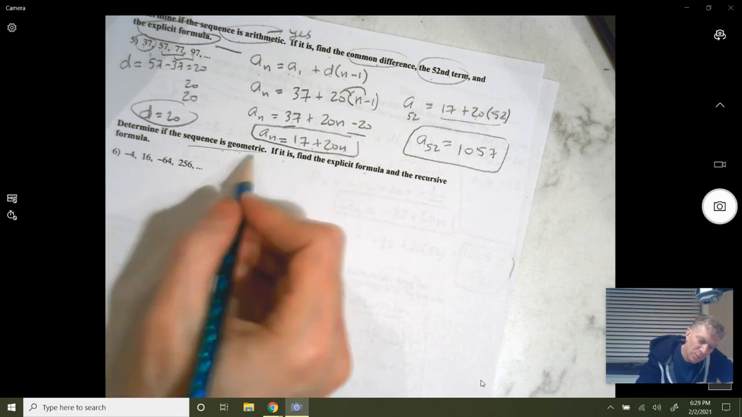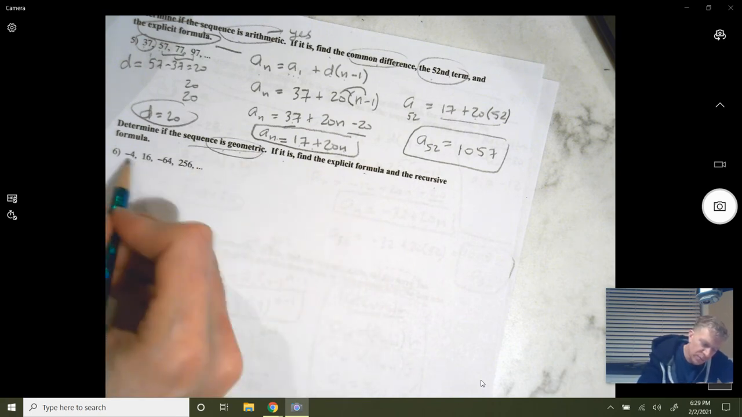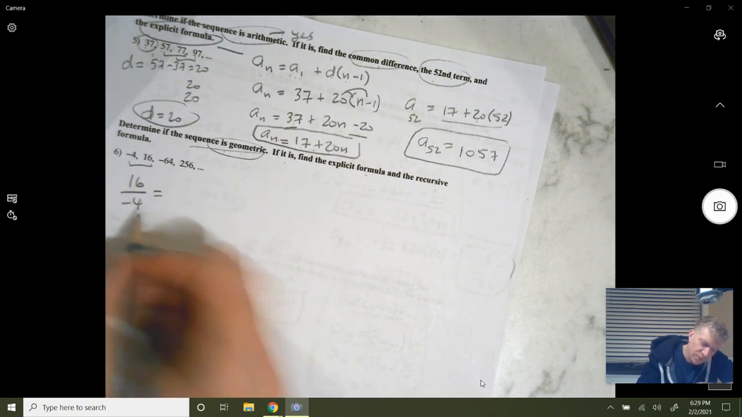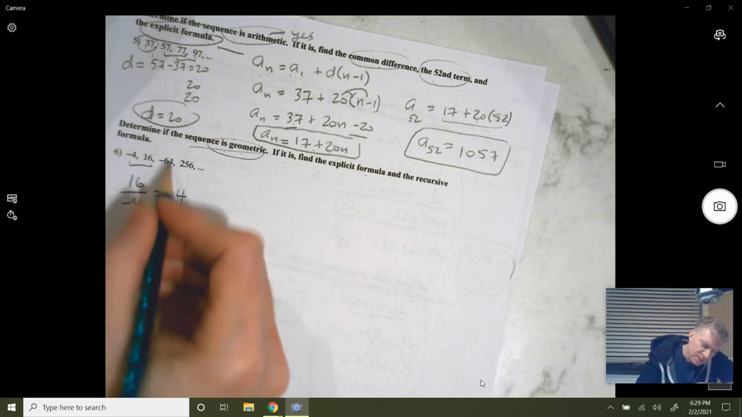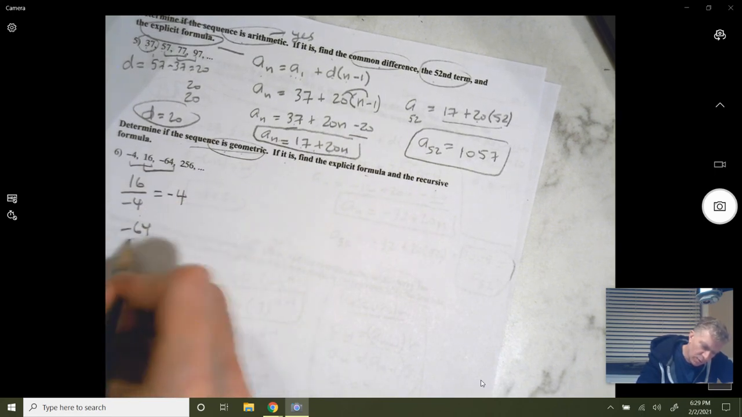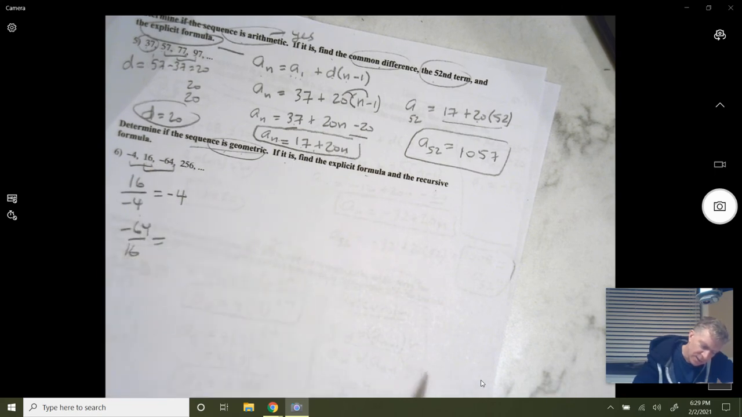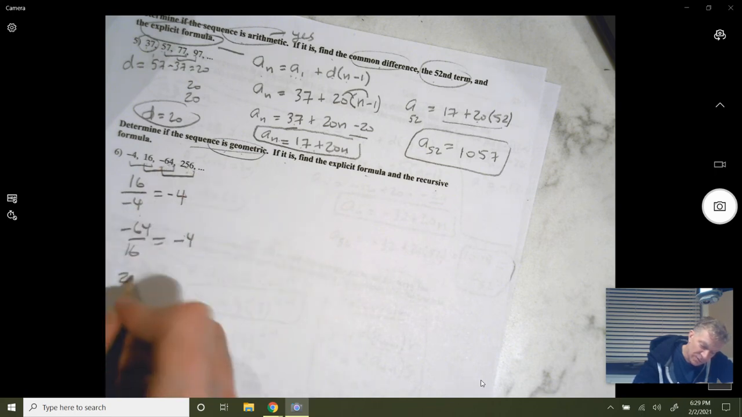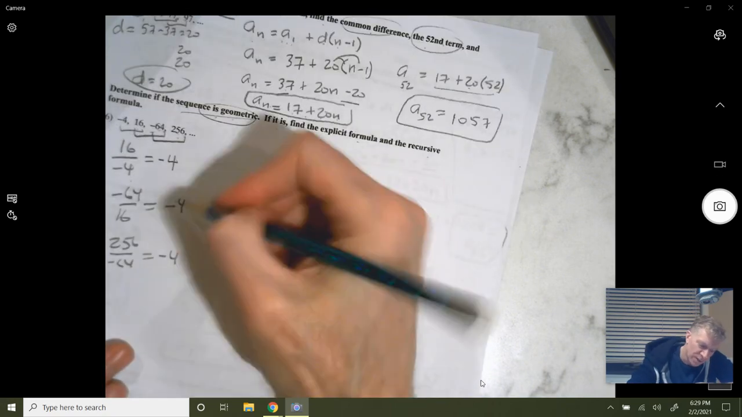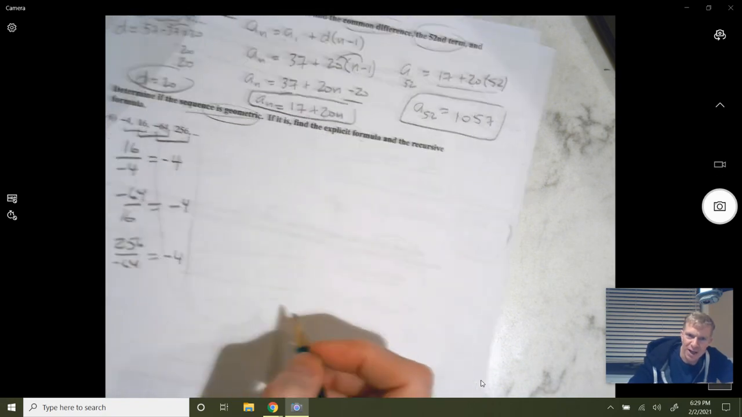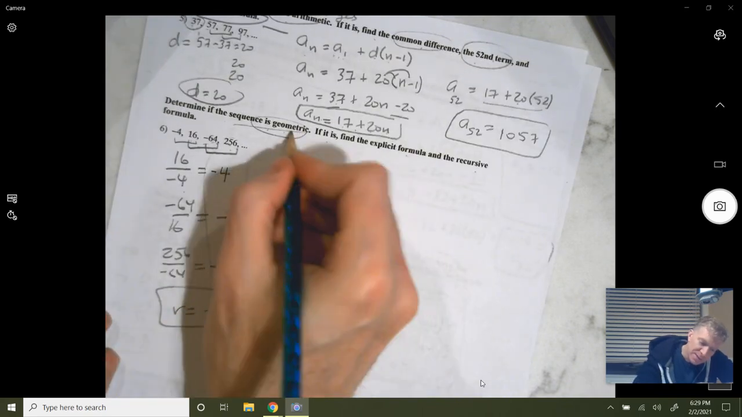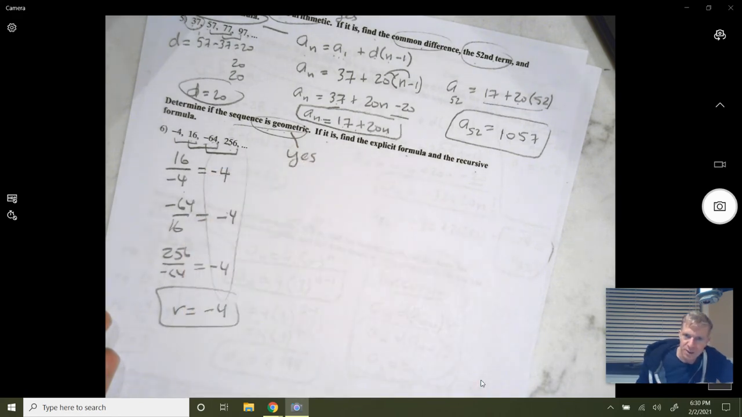If it's geometric, we're looking for a common ratio. Let's find the ratio of the first two terms. 16 over negative 4. Okay, 16 over 4 is 4. It's negative. Let's do the next two terms. Negative 64 over 16. Plug that in your calculator if you want. You get negative 4 again. Let's find the ratio of the last two terms. 256 over negative 64. Negative 4 again. We get the same ratio each time, so we know there's a common ratio. Our common ratio is negative 4, which means, yes, it is geometric because there's a common ratio.